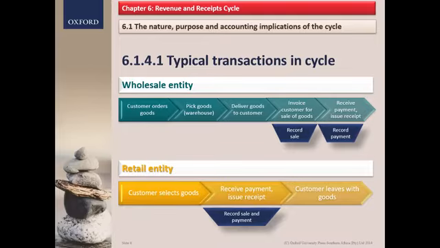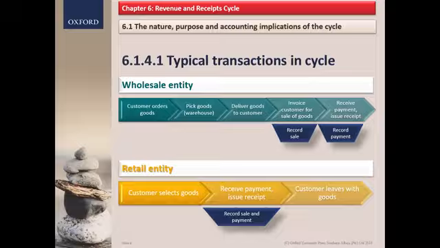In a wholesale entity, a customer orders goods, then you pick up the goods from the warehouse and deliver the goods to the customer. Then when the goods are delivered to the customer, you invoice the customer for the sale of goods, that is, record the sale, and receive payment, then record the payment, and that's the end of the trigger. Then it starts again each time they buy.